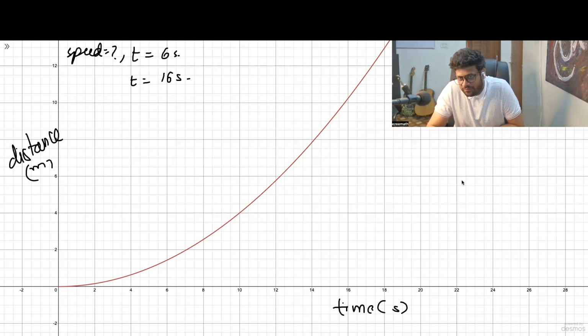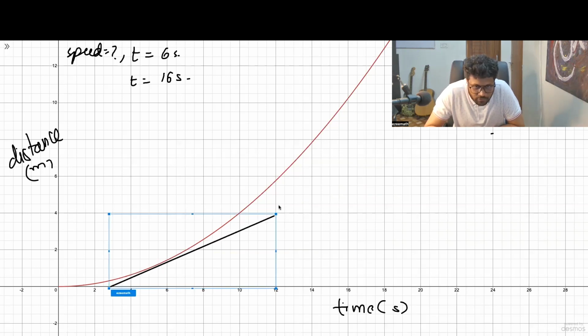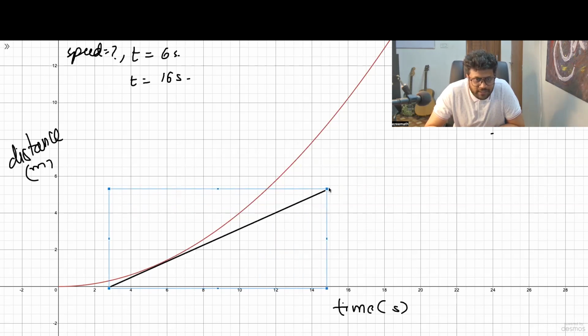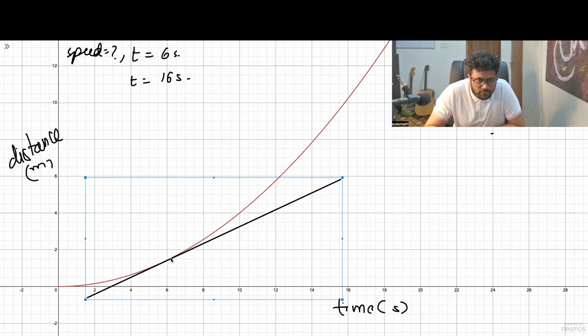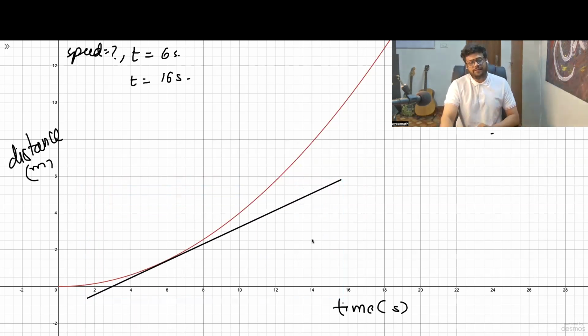So I'll try my best with the tools that I have on Zoom to draw a tangent to the curve at that time value. So obviously this is not a tangent. So we're going to have to go, okay, very close. Yeah, there. So I'm going to extend it. Yeah, somewhat like that. So here we go. There. That's a tangent drawn.